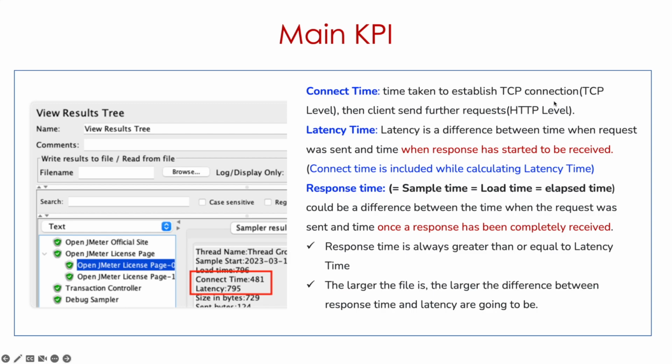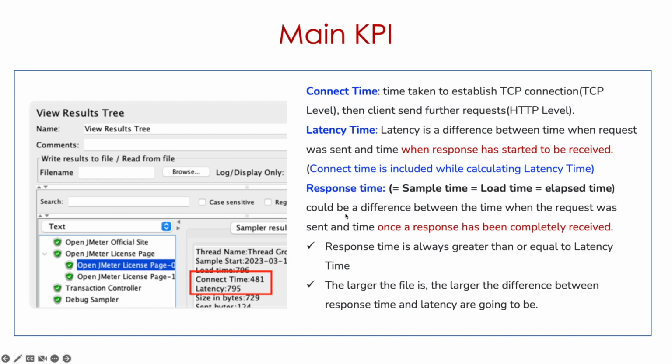This one is from the TCP level. And the latency time. Latency is the difference between the time when the request was sent and the time when the response has started to be received. Okay, so the connection time is included while calculating latency time. And the response time is the same thing as sample time, load time, or elapsed time.